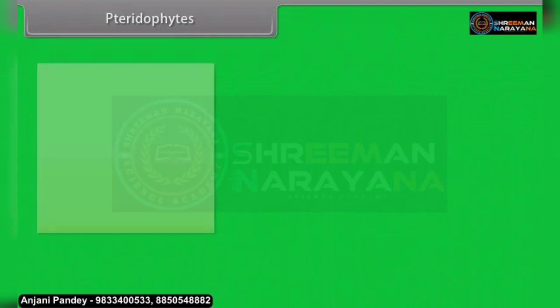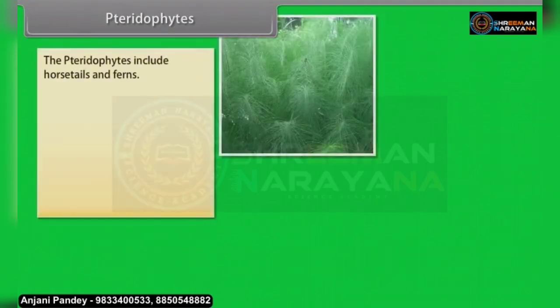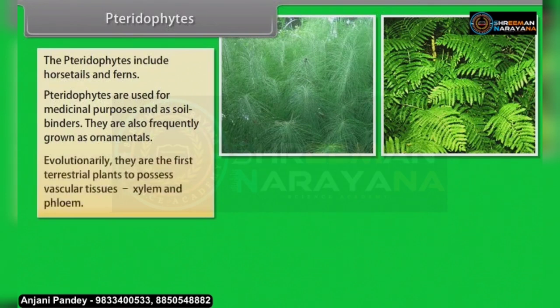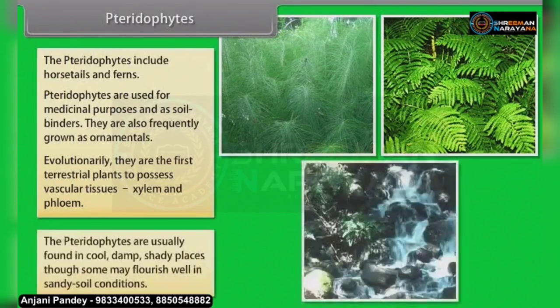Pteridophytes. The pteridophytes include horsetails and ferns. Pteridophytes are used for medicinal purposes and as soil binders. They are also frequently grown as ornamentals. Evolutionarily, they are the first terrestrial plants to possess vascular tissues, xylem and phloem. The pteridophytes are usually found in cool, damp, shady places, though some may flourish well in sandy soil conditions.